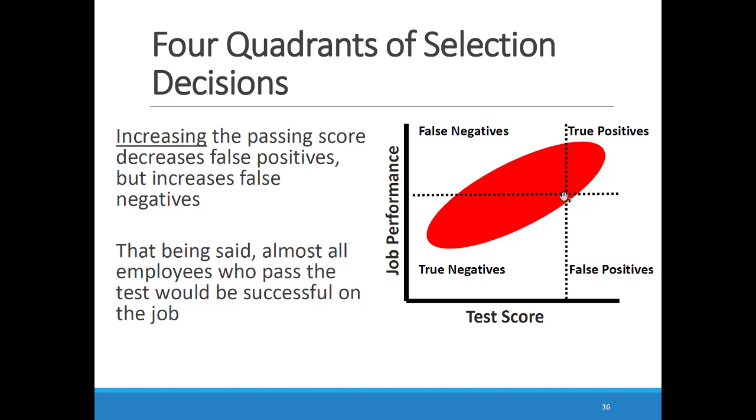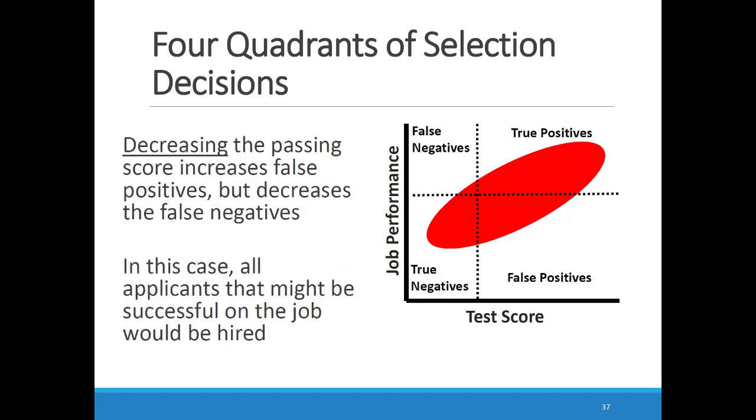You can also see that our true negatives have increased a lot. These are people who failed the test, they didn't make the cutoff score that we gave, and they also would have performed poorly. You can see that the number of false positives would be very small. In other words, people who passed the test are likely to actually do well in the job, and we have a relatively larger section of true positives here. So almost all of the employees who pass the test would be successful on the job.